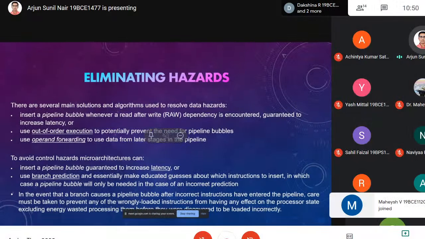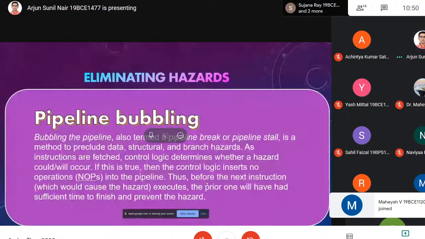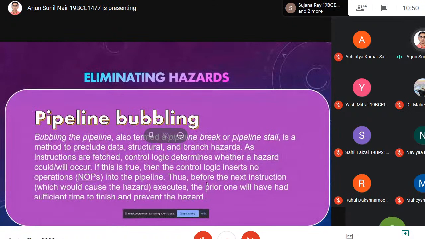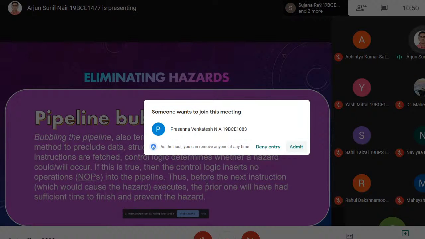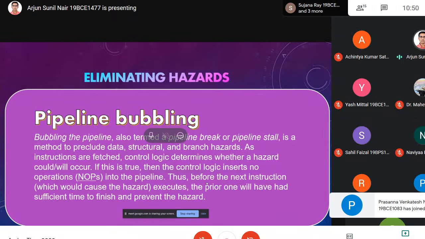Now you might ask what a pipeline bubble is. A pipeline bubble is a man-made or artificial stall that is introduced into the instruction pipeline, so that there is a break for the instruction to be completely executed, so that the next instruction can be executed without any problems.